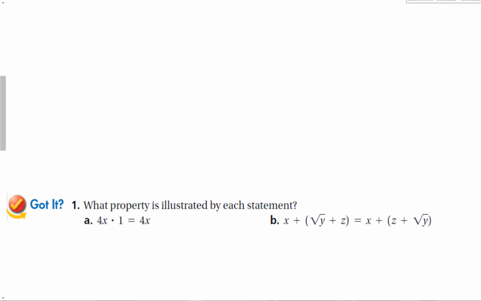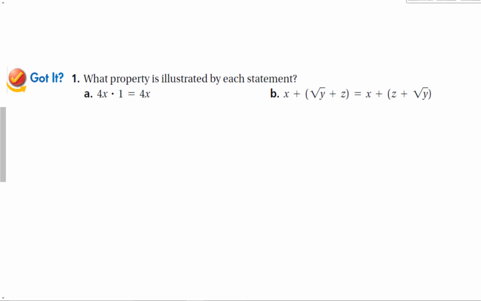Okay. Let's look at our got it problems. And the first one says 4x times 1 is equal to 4x. So now we're multiplying by something, and I'm getting the same answer, right? My answer is not changing. So in this case, my answer would be the identity property. Identity property of, well, what are we doing here? We're not adding, we're multiplying. So the identity property of multiplication.